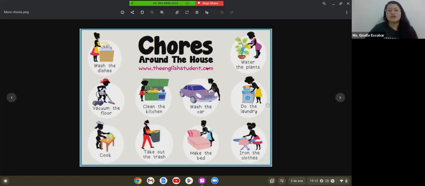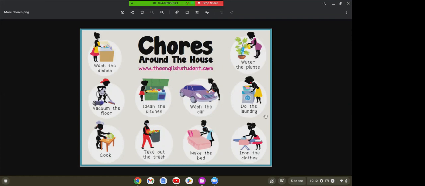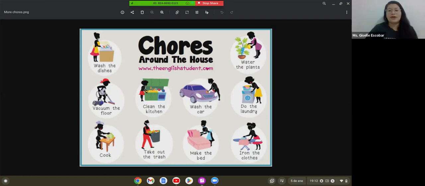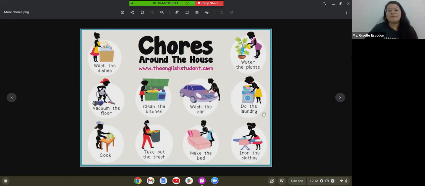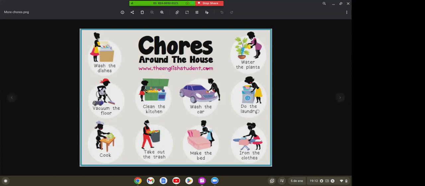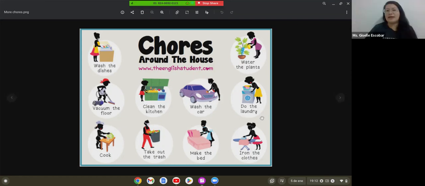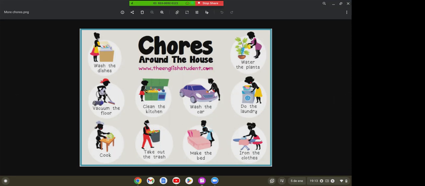Perfect. So do the laundry. Can you repeat that one? Do the laundry. So this one means ir a la lavandería, hacer la lavandería. Creo que les expliqué ayer. Lavar, secar. So those are do the laundry. So another one can be cook. Can you repeat? Cook.